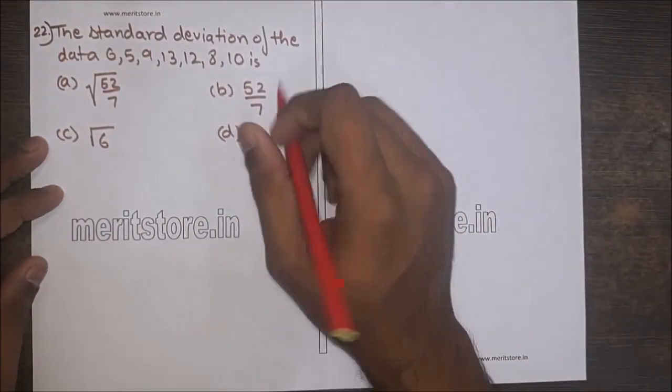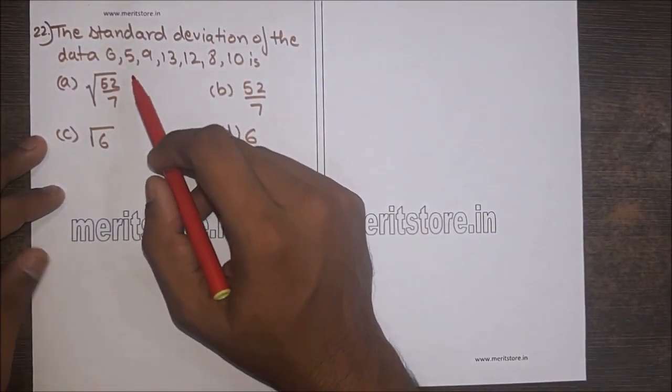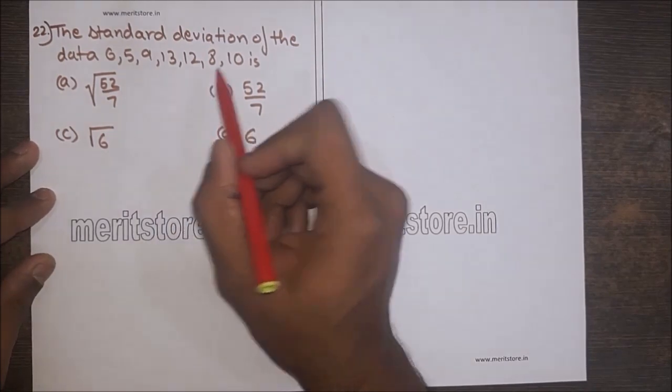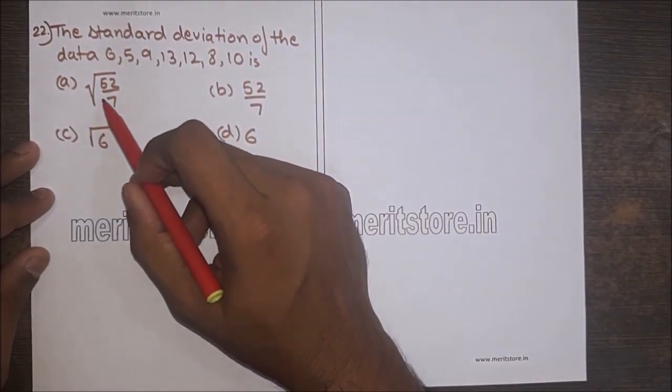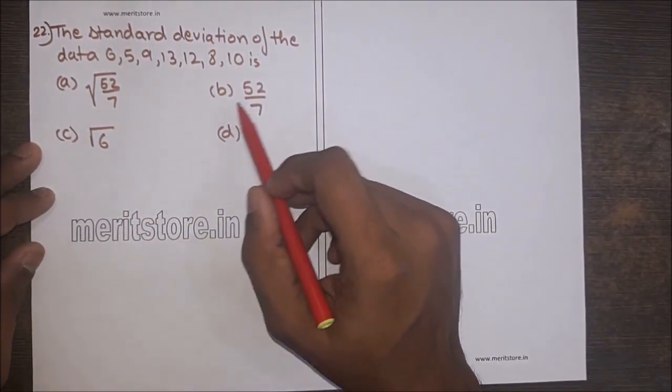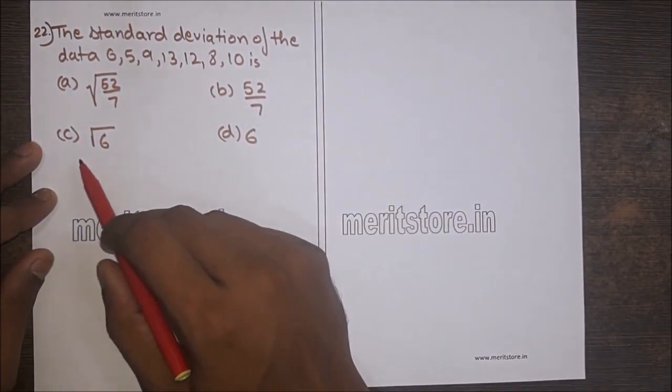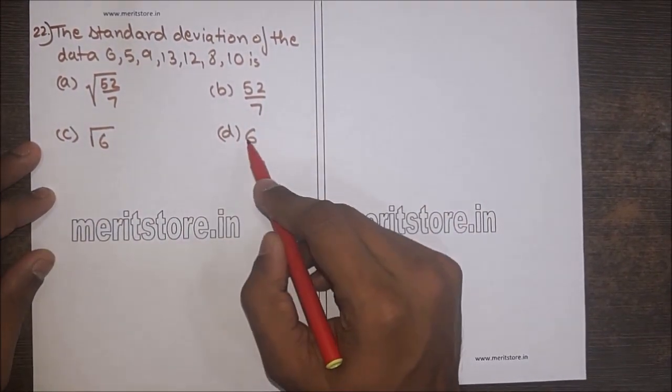The standard deviation of the data 6, 5, 9, 13, 12, 8, 10 is A root 52 by 7, B 52 by 7, C root 6 and D 6.